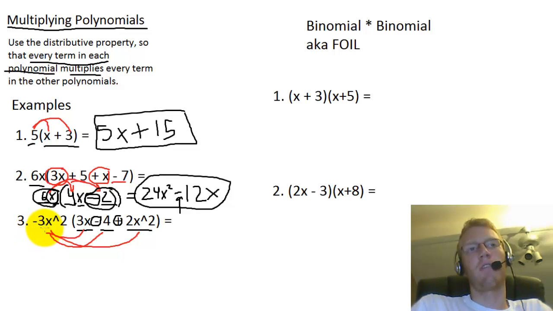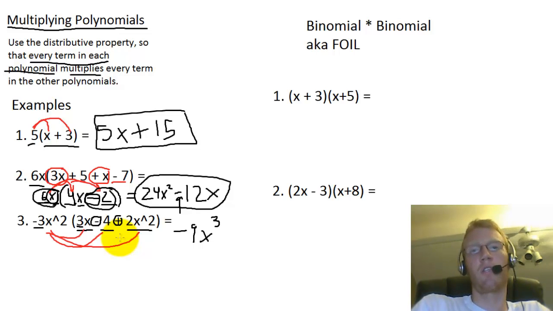So let's look at the first one. I've got a negative 3 times 3. That's going to equal negative 9. Okay, and then I have x squared times x to the first power, so that's going to give me x to the third. So you can see our exponent rules are really important. It's good to have those mastered when we move on to this kind of problem.